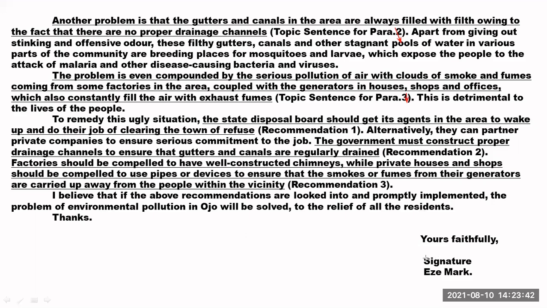Then the appropriate subscription is, yours faithfully. Then you put your signature here. All right. Your signature should come here. Then you close with your full name. All right. So this is exactly how to write a formal letter.